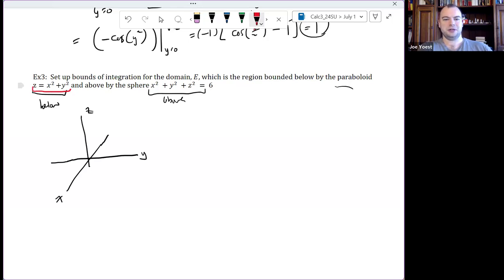So when x is 0, when we're on the yz plane, it looks like z equals y squared, a parabola opening up. And same on the other plane, so it looks like this. And like that. The perspective's a little wonky here, but I think you kind of get the idea.